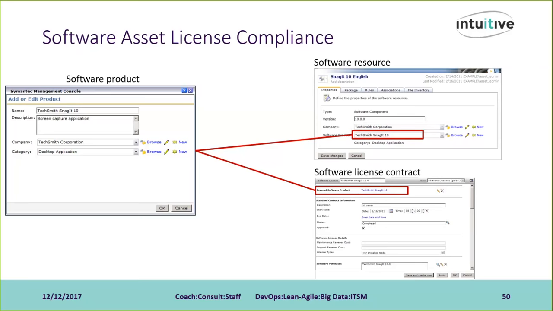Licensing compliance is computed by comparing the number of detected installations of an application as determined by the software resources detection rules with the number of available licenses for that application as determined by the software purchases and other license resources associated with the software license contract.